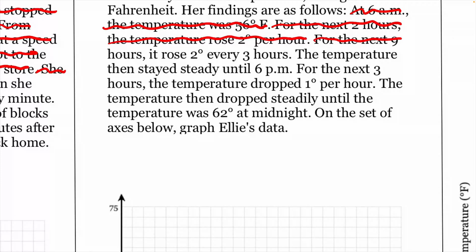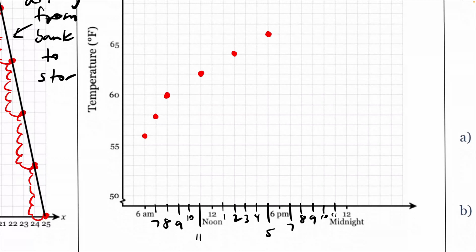Cross that out. The temperature stayed there until 6 p.m. So it didn't move, didn't go up, didn't go down to 6 p.m. Well, I'm already at 5. So that's just 1 hour, right? So it stayed the same for 1 hour.